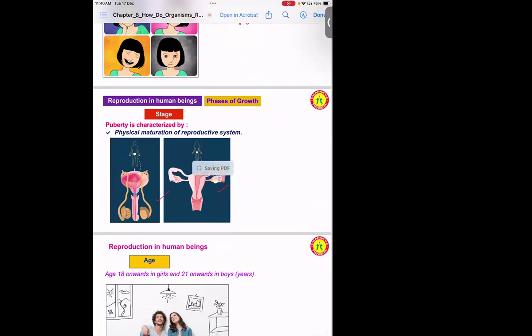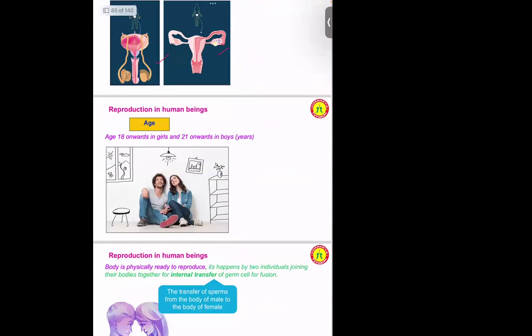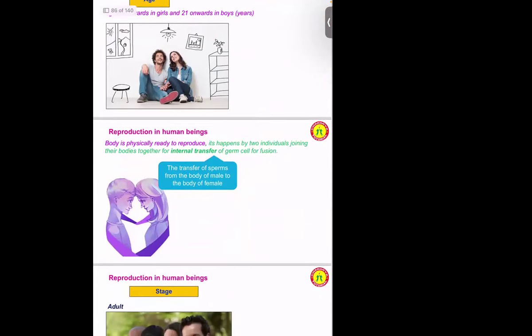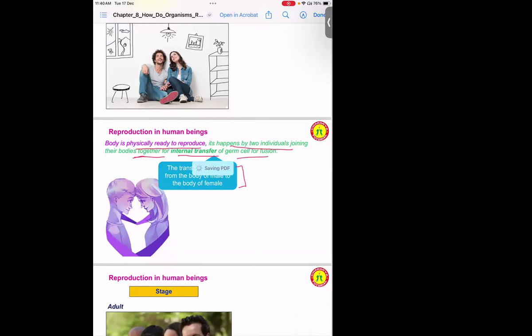Then from age 18 onwards in girls and 21 onwards in boys, they are completely ready for the process of reproduction, where they can understand things in a better way. The body is physically ready to reproduce, and it happens by two individuals joining their bodies together for internal transfer of the germ cell, or fusion. So after this adolescence or puberty age, the bodies of the male and female are ready to join together to fuse the germ cells. Germ cells are nothing but, as I already told you, the sex cells. So the transfer of sperm from the body of the male to the body of the female is the reproduction process where fertilization happens.